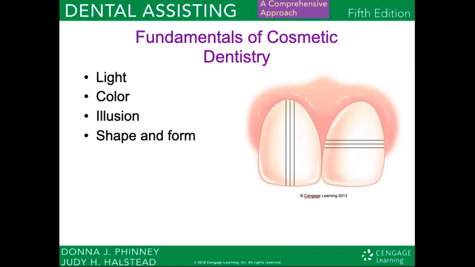Illusion is the art of making something appear differently than it actually is. Teeth can be made to look different sizes and shapes through the process of illusion and coloring and shading of the teeth. The shape and form of teeth also need to be matched. Gender and environmental factors can also play a role in the way teeth look.